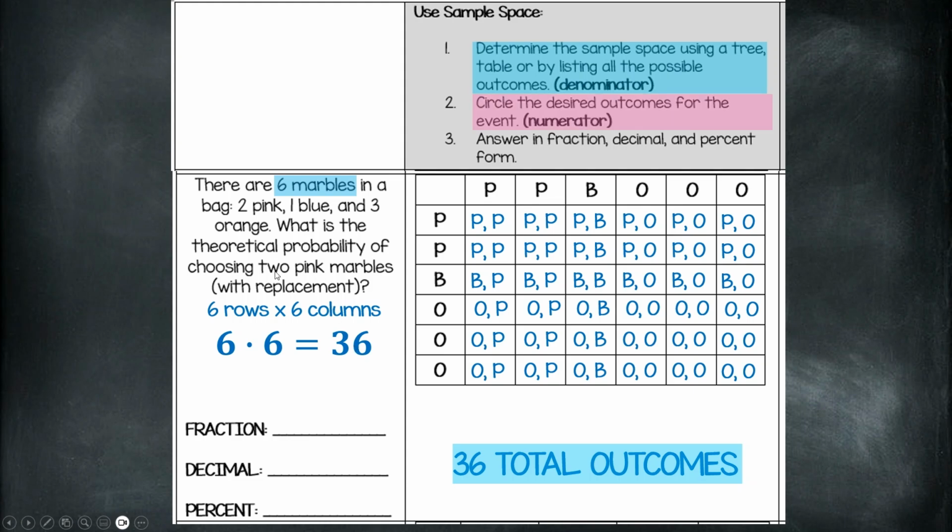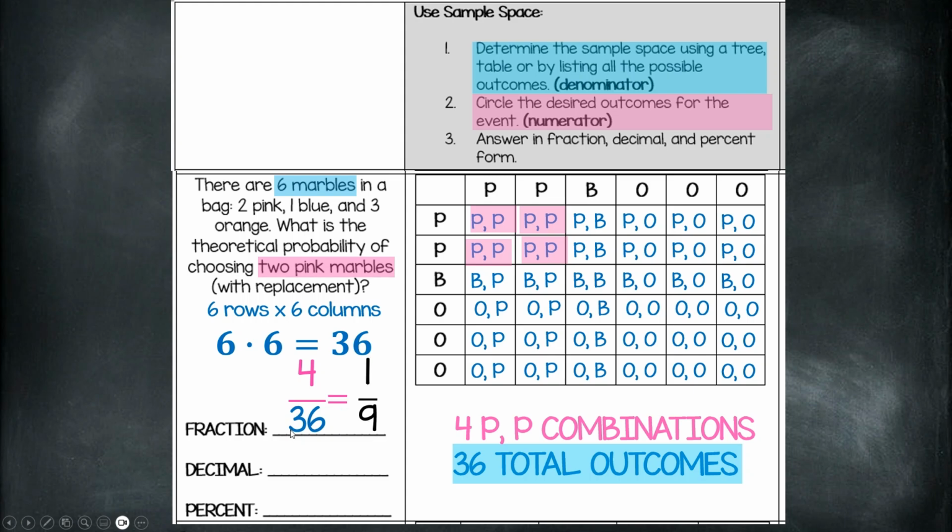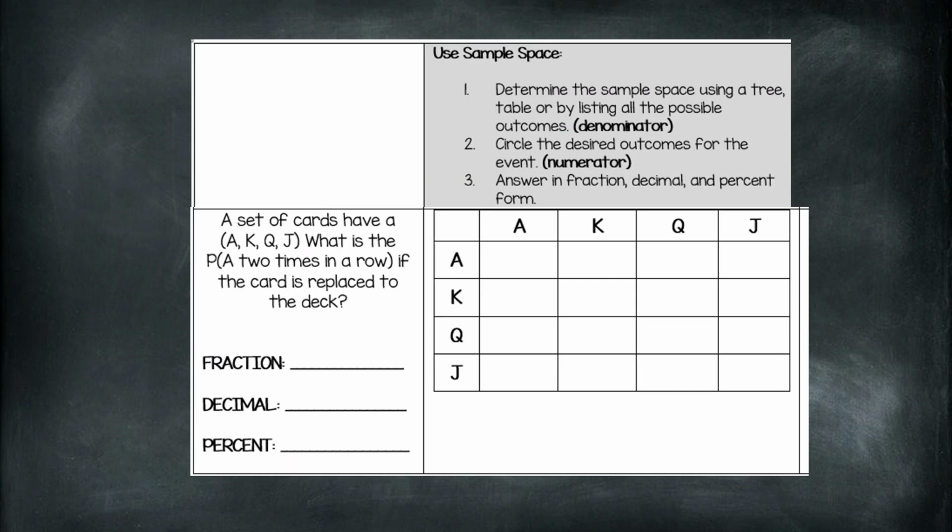Now we have to count how many times we're going to get 2 pink marbles. Anywhere that we have PP listed, that would be 2 pink marbles. You'll notice here we actually have 4. So our fraction would be 4 over 36, which can be simplified to 1 over 9. Now to write that as a decimal, we're just going to do 4 divided by 36. Then to change that decimal of 0.11, we multiply that by 100 and we get 11%.